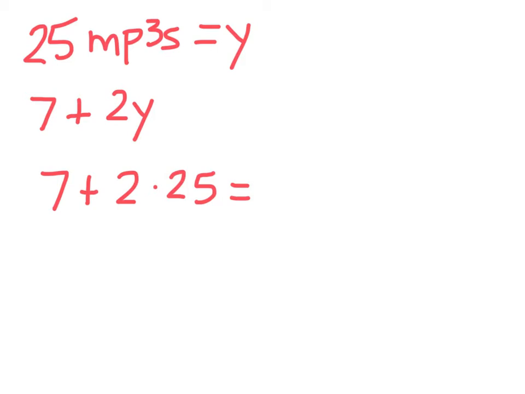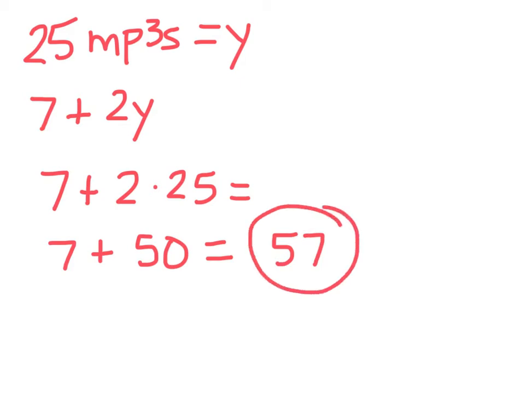So following PEMDAS rules, we'll have 7 plus, we'll multiply first, 2 times 25 gives us 50. So John has 57 more MP3s than Tyrone.